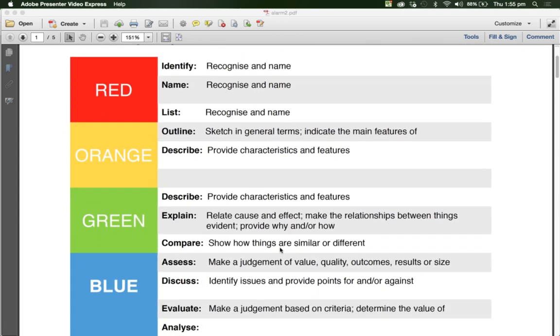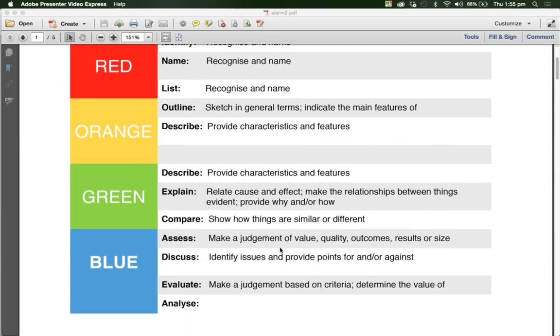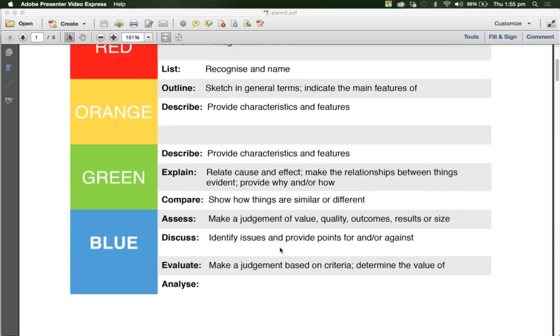Now I'm not going to read all these out because I'm going to give you this on Edmodo, but I'm just explaining it for you. We then get up to green and it's got explain and compare. And we're now starting to get into longer answers. So relate cause and effect, show how things are similar and different in a compare.